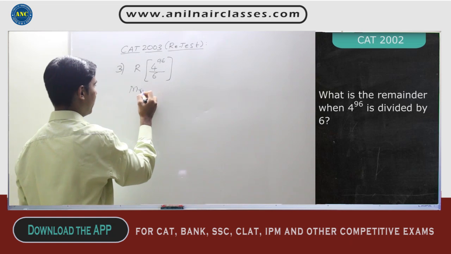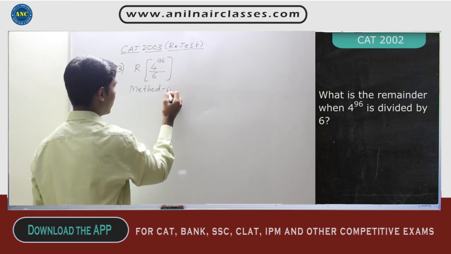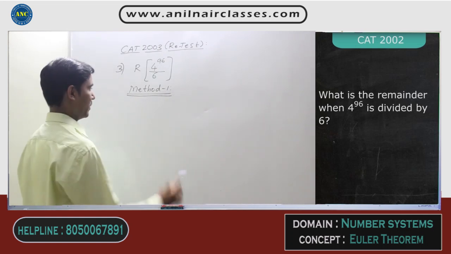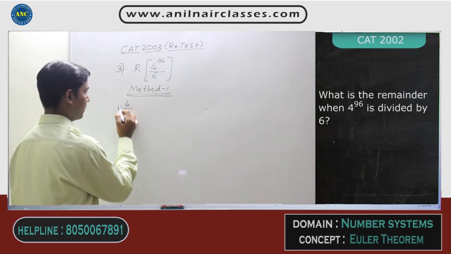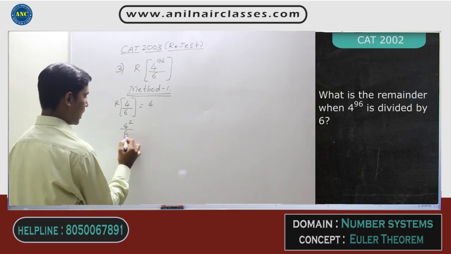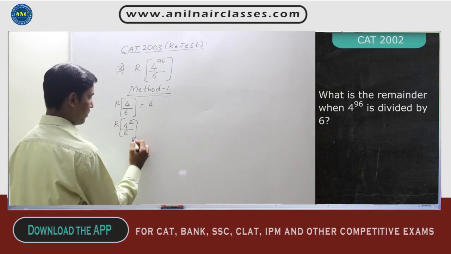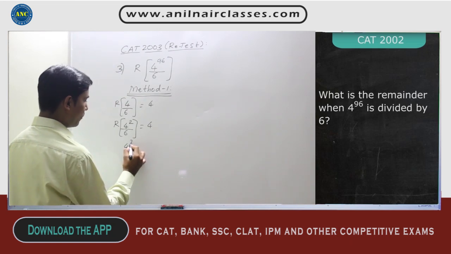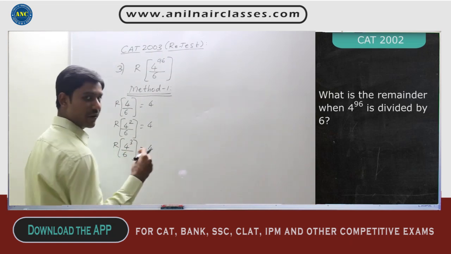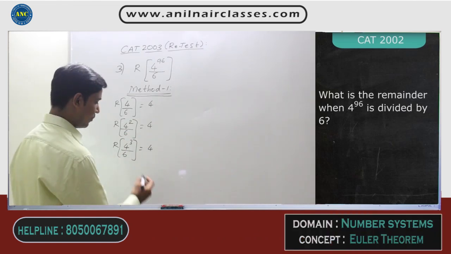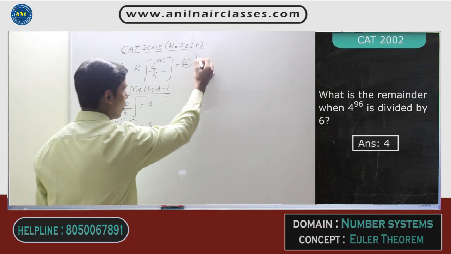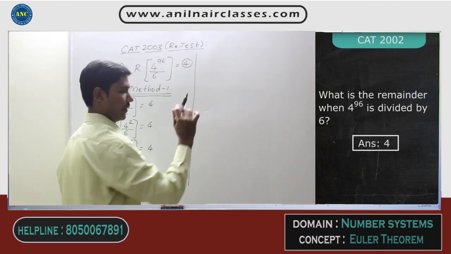Now, multiple methods. Whichever method you are convenient with, you can follow that method. Method 1. Use the cyclicity process of 4. 4 when divided by 6, remainder is 4. 4 square when divided by 6, 16 by 6, remainder is 4. 4 cube when divided by 6, remainder is 4. 4 power 4 when divided by 6, remainder is 4. So 4 power any number divided by 6, remainder is always 4. That is one way of solving.